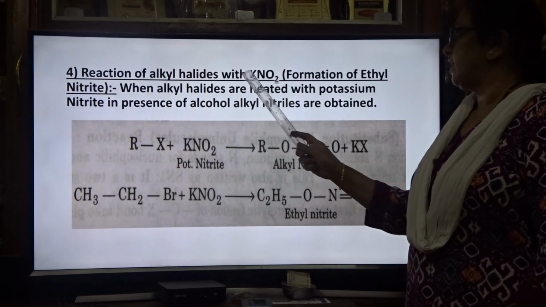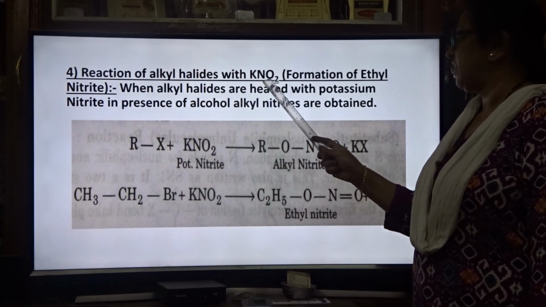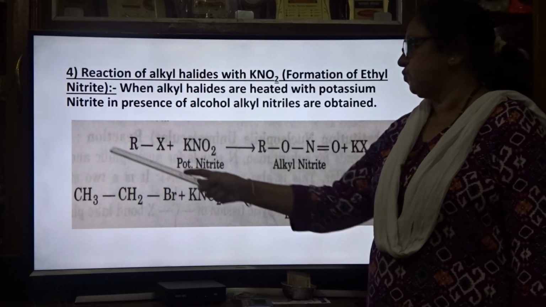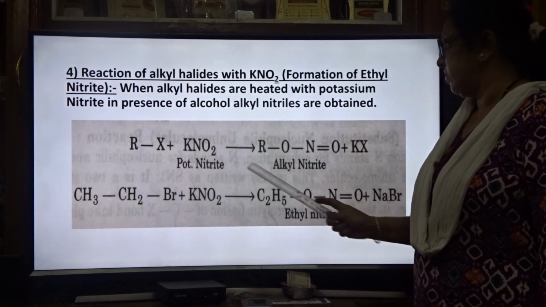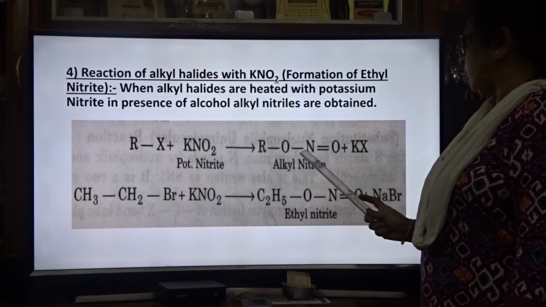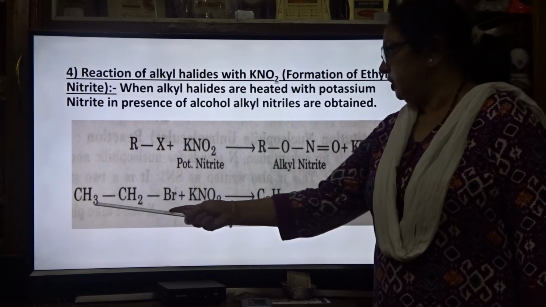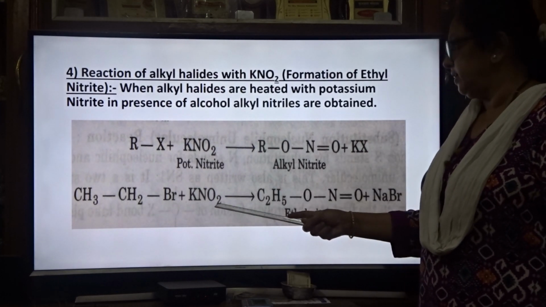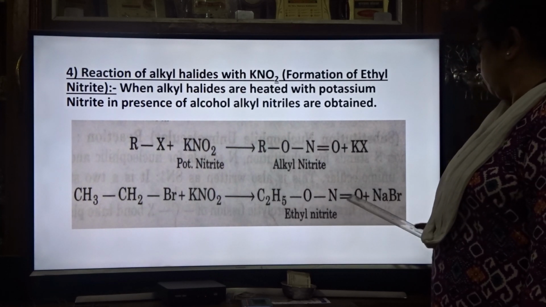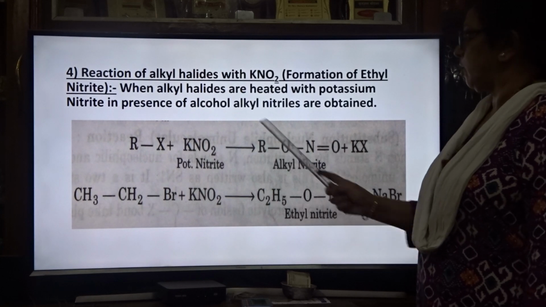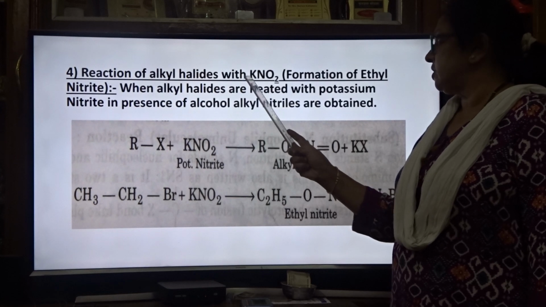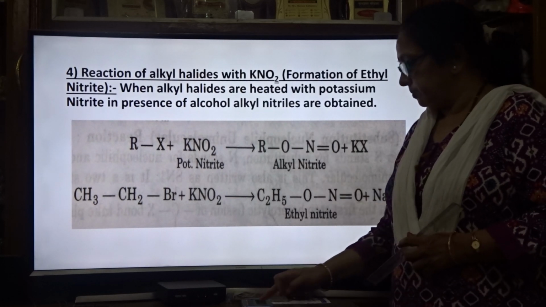The reaction of alkyl halide with KNO2, potassium nitrite, forms ethyl nitrite. RX plus KNO2 gives the nitro compound plus KX. NO2 is the nitro group. Here ethyl bromide with potassium nitrite gives C2H5NO2 plus KBr. K is replaced and R attaches, so we get the ethyl nitro compound.